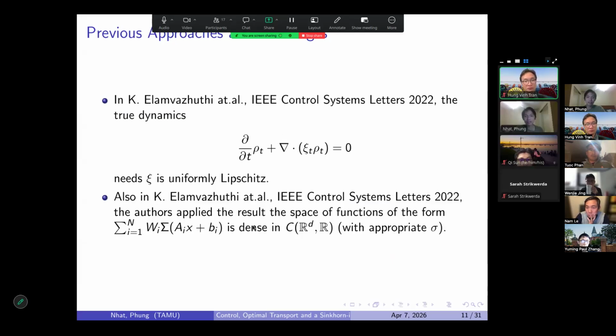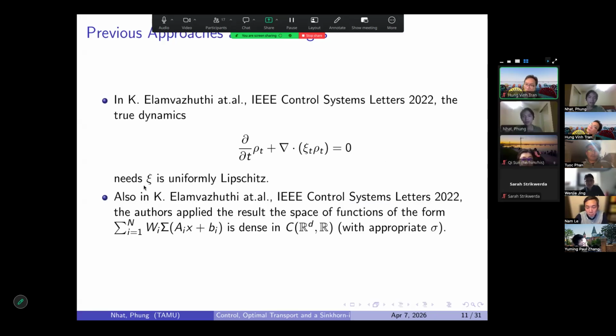And the argument is also quite simple. They only need to say that the space of neural networks is dense in the continuous functions, and they have a uniform Lipschitz bound, and then they can make the solution approximate the exact solution.